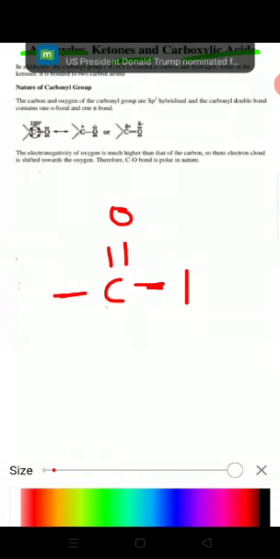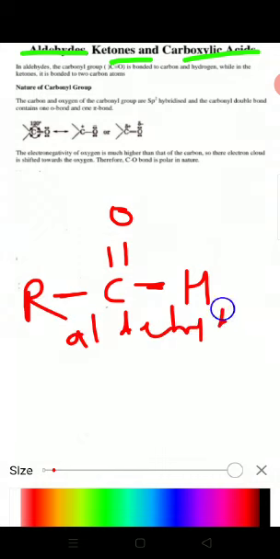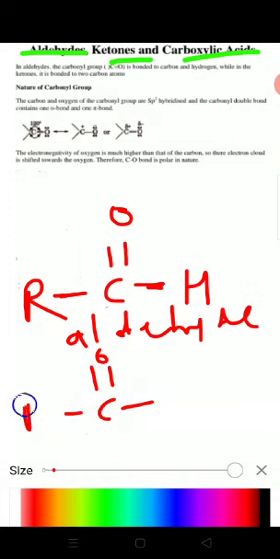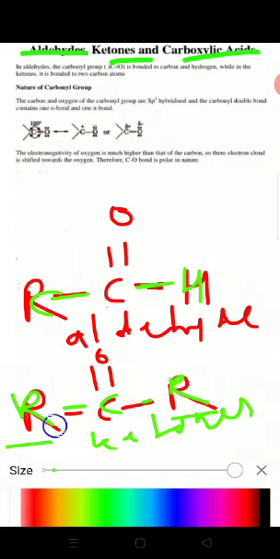attached to one hydrogen and another alkyl group, then they are called aldehydes. And when the carbon of the carbonyl group is attached to two carbon atoms of alkyl groups, then they are called ketones. That means in aldehydes, the carbonyl carbon is attached to one carbon and one hydrogen atom, and in ketones the carbonyl carbon is attached to two carbons of two alkyl groups.